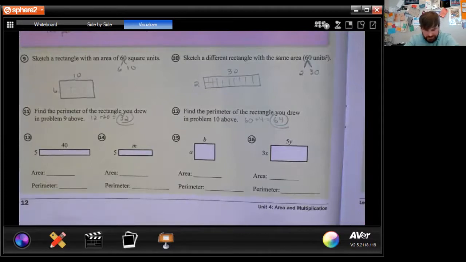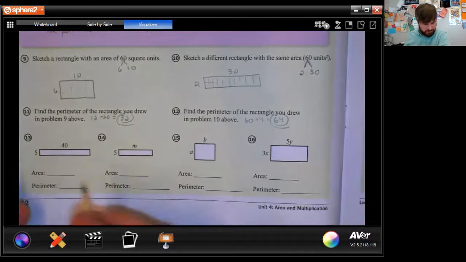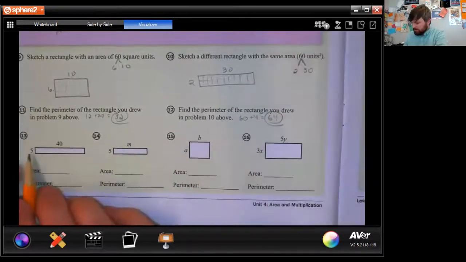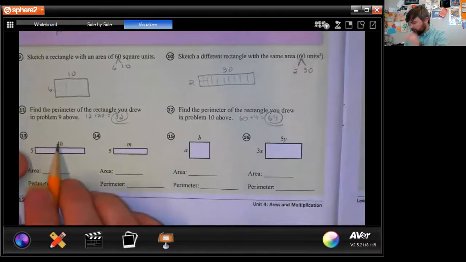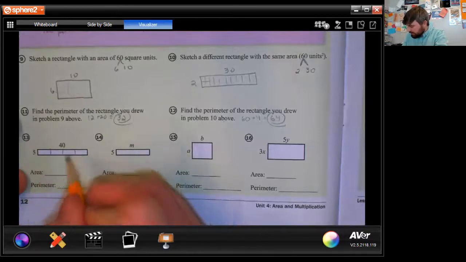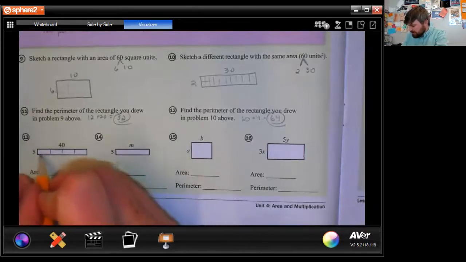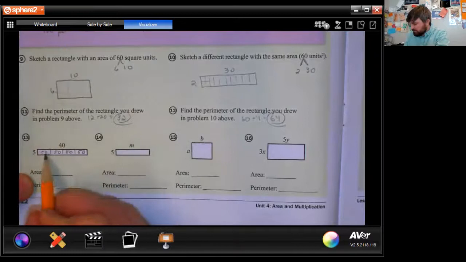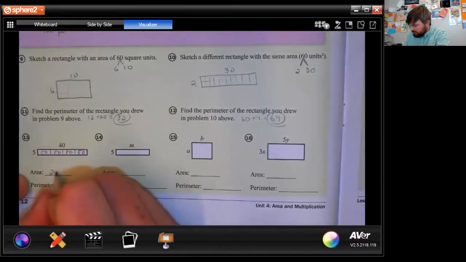13, 14, 15, and 16 are similar to one another. So we don't have any boxes here, but we need to find the area and perimeter of each. Here you've got 5 and 40. If we split that up into 4 sections, it's 10 each. So you got 10 times 5 is 50, 50, 50, and 50. 50 and 50 makes 100, and you got 100 over here, so you've got an area of 200.